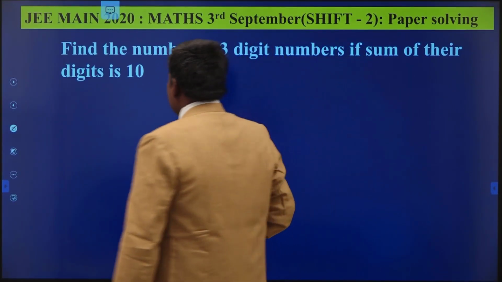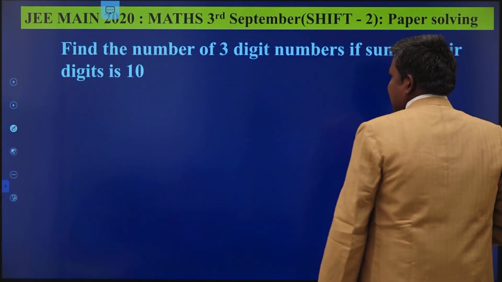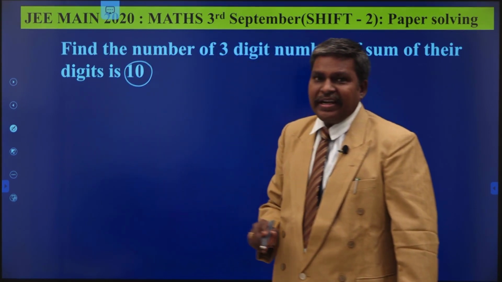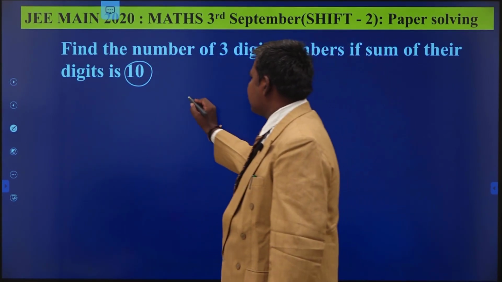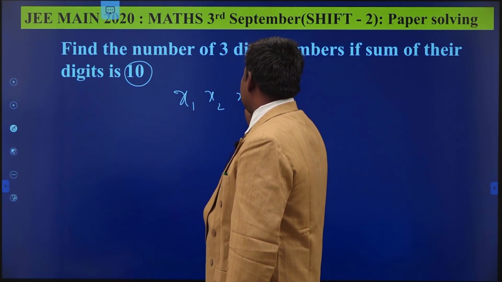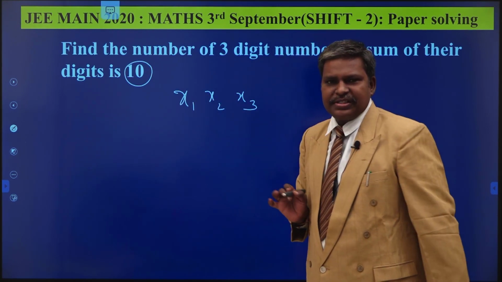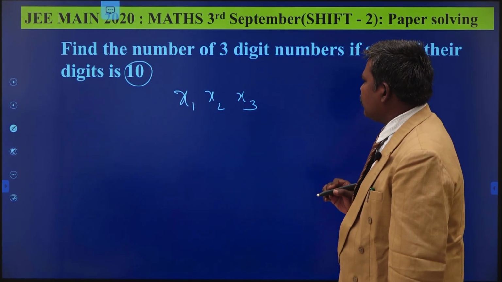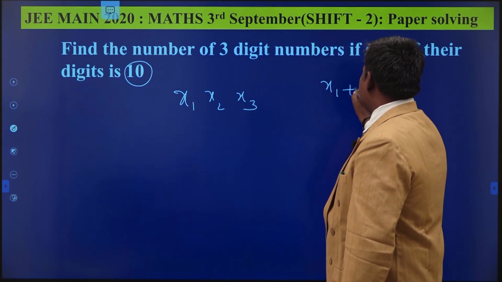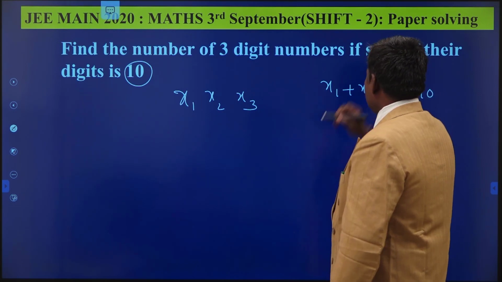This is the question. Find the number of three-digit numbers if the sum of their digits is 10. Suppose the three-digit number is x1, x2, x3. This is hundreds place, tens place, units place. What is given to you? Sum of the digits is 10. We mean x1 plus x2 plus x3 is equal to 10.